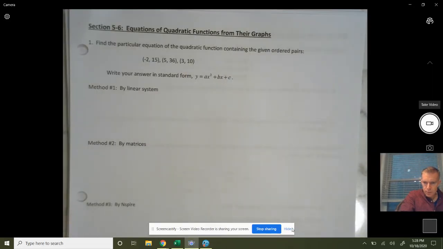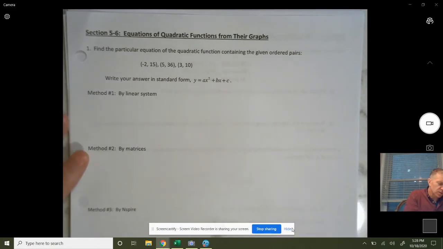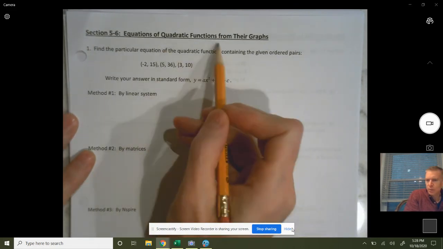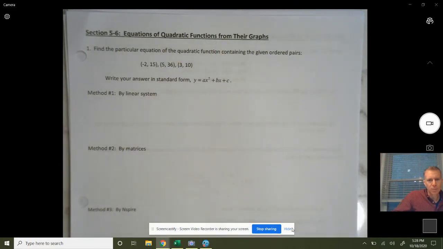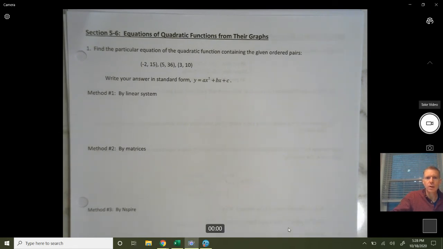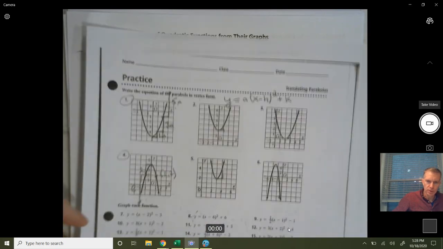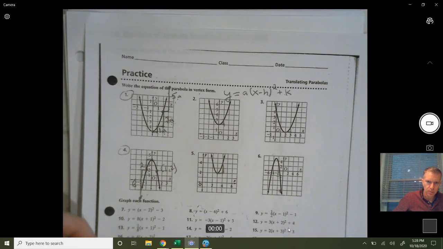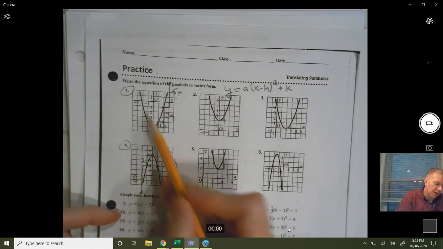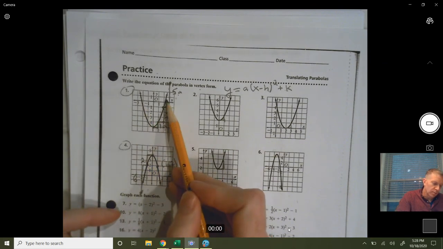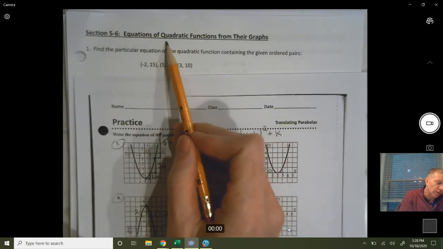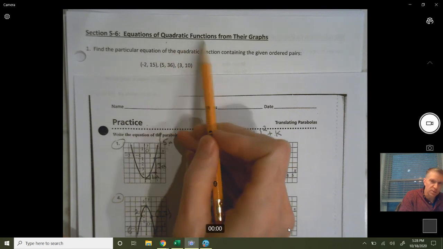All right, so 5-6. This is just a one-page 5-6 on equations of quadratic functions from their graphs. We've already done this a little bit; there are a couple of ways to see this problem. Do you remember the practice worksheet that we did a couple of days ago? We had graphs, so we were doing exactly this, coming up with equations of quadratic functions from their graphs.